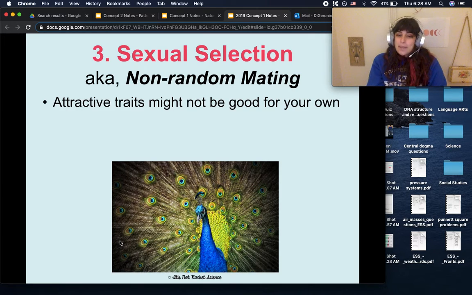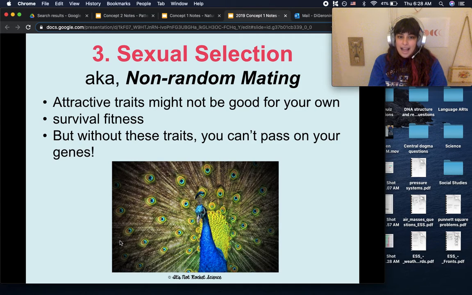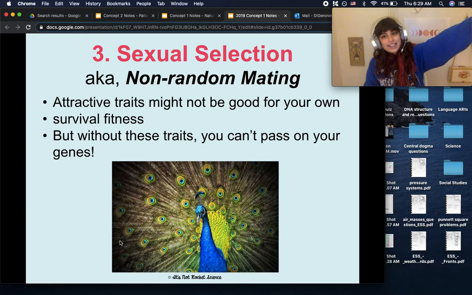Well, this peacock has attractive traits, and they might not actually be good for his personal survival fitness, but without being really cute, you can't pass on your genes. So peacocks are in this kind of weird pattern of evolution where they might live really long if they're ugly, but they won't have any offspring. But if a peacock is beautiful and bright and has a really huge tail, he might die young, but have a lot of offspring because lady peacocks find him incredibly attractive and irresistible.